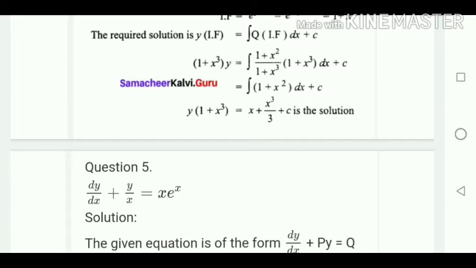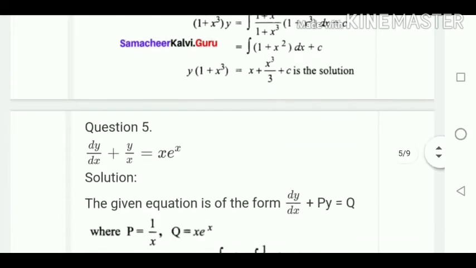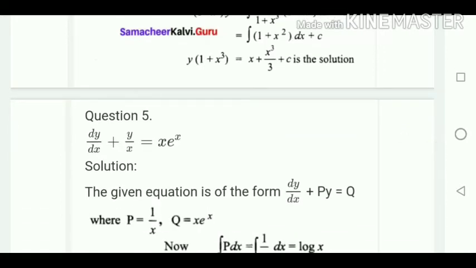We are getting integration of 1 plus x square dx. If you integrate this, 1 integrated gives x, and x square dx becomes x cube by 3 plus c. Therefore the solution becomes y into 1 plus x cube equal to x plus x cube by 3 plus c is the solution.